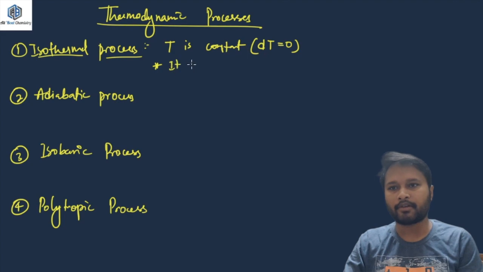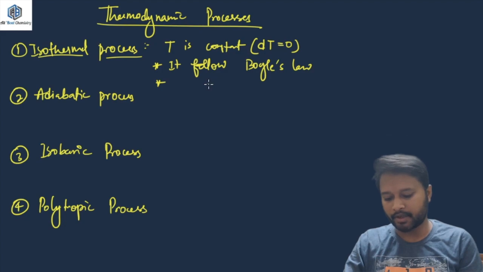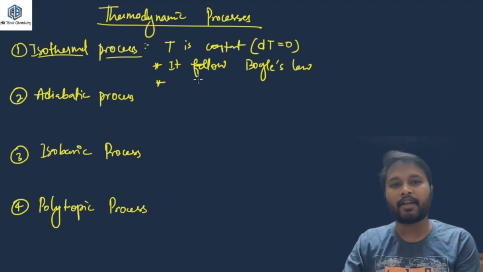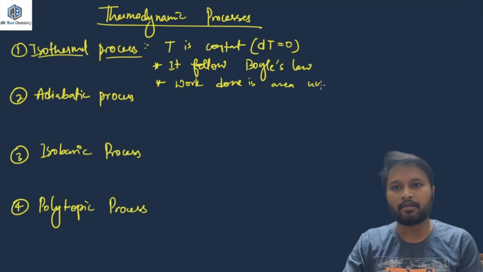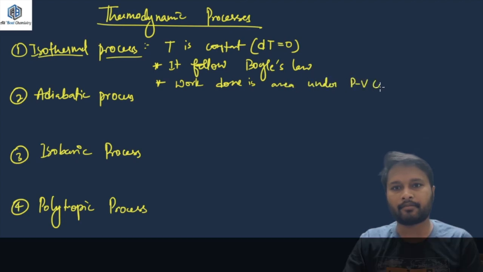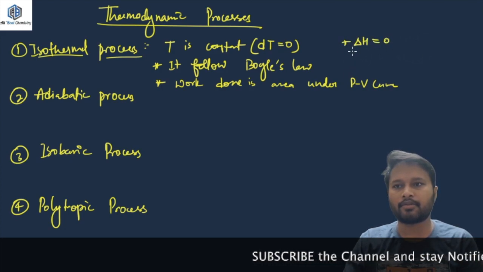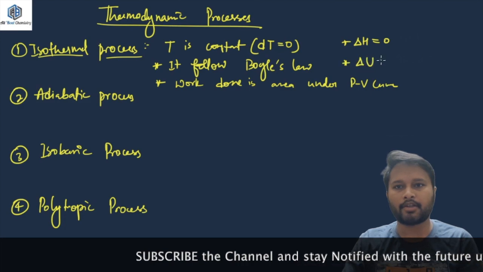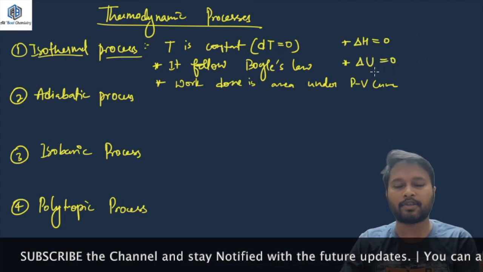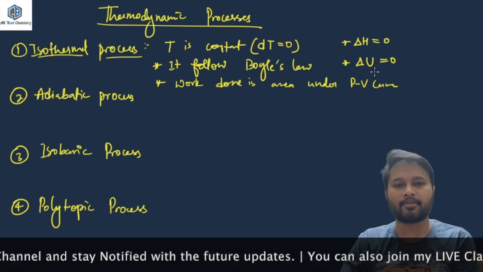Okay, so anything under the isothermal condition will follow Boyle's law. Then, the work done in the isothermal process is graphically the area under the PV curve. That's also one thing. The next condition is that your delta H is equal to 0 and your delta U is equal to 0 in the isothermal process. So these are some of the conditions for your isothermal process.